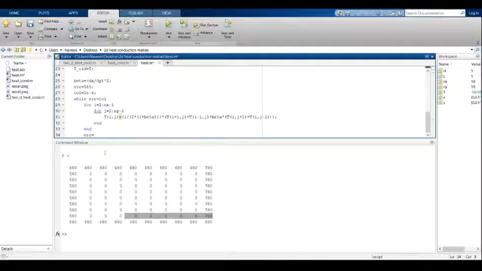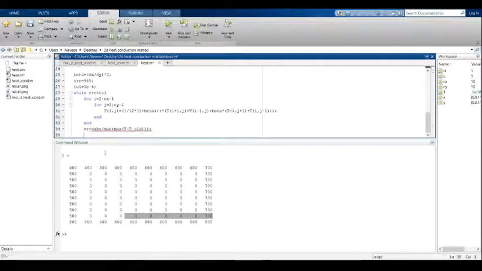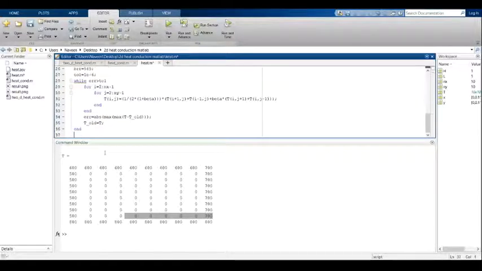So defining the error term, which is equal to the absolute maximum of T minus T old, and updating the T old term equals T and closing the while loop. Now for the post processing, contourf x comma y comma T. So let's check whether it will come or not.